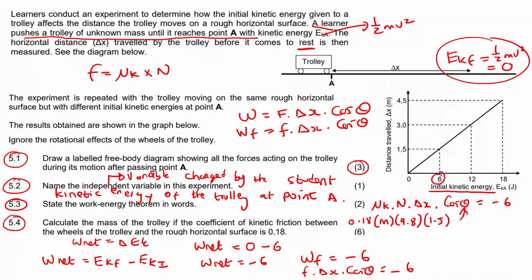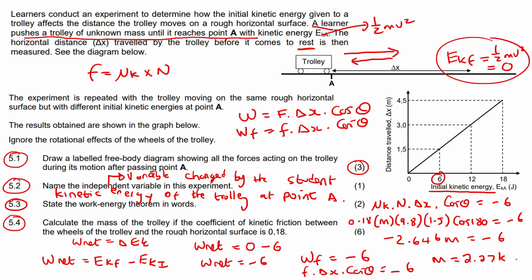Now, theta is the angle between the direction that the object is moving and the direction of the force that we are looking at. So we are looking at friction, so we know that friction acts in this direction. So that is a 180-degree difference. So we're going to say cos of 180, and that's equal to -6. And so I'm going to multiply these 4 parameters together, and that'll give us -2.646 m equals -6. I'm then going to divide both sides by -2.646, and we should get 2.27 kilograms.